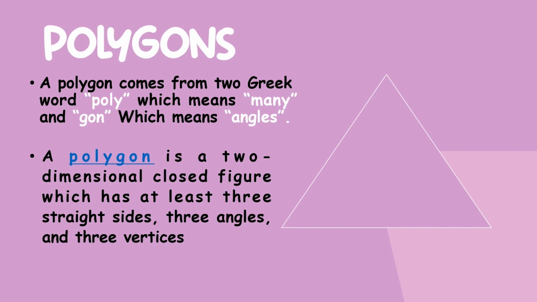Class, as we just learned, a polygon is a two-dimensional closed figure that has at least three straight sides, three angles, and three vertices. But where does the term polygon come from, and why is it important to understand its meaning? The word polygon comes from two Greek words, poly, which means many, and gon, which means angles. So when we put these two words together, we get many angles.